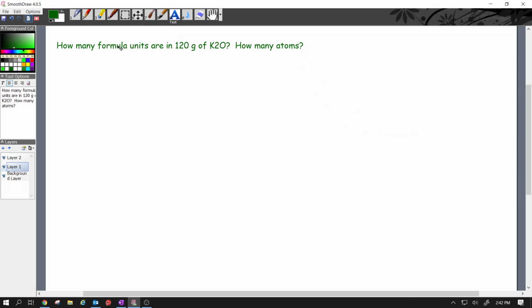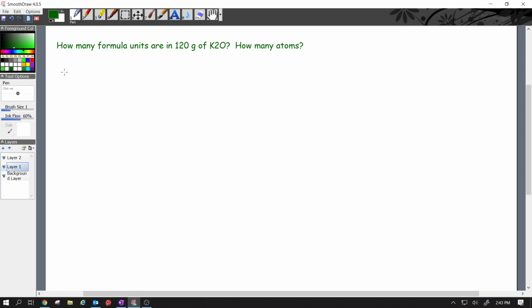All right. Hey, can we read that? How many formula units are in 120 grams of K2O? That 2 should, of course, be a subscript. And how many atoms? All right. I think we can actually make it a subscript, though. So we will move on.